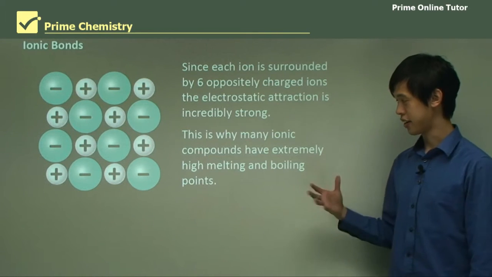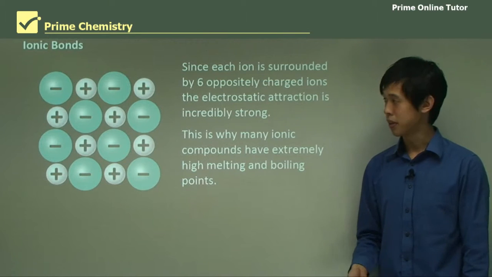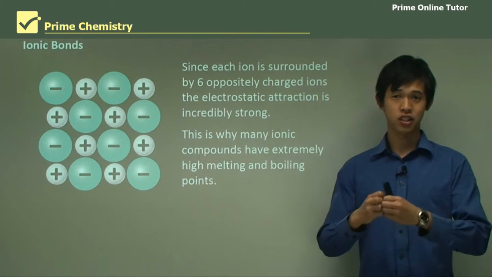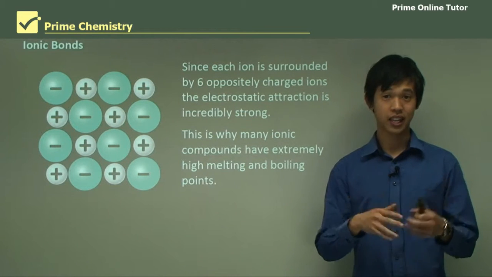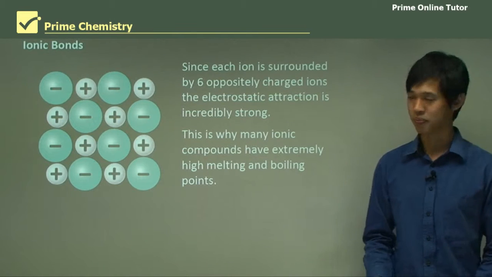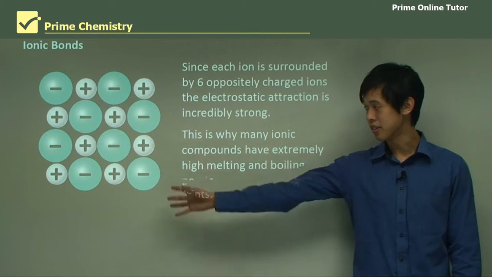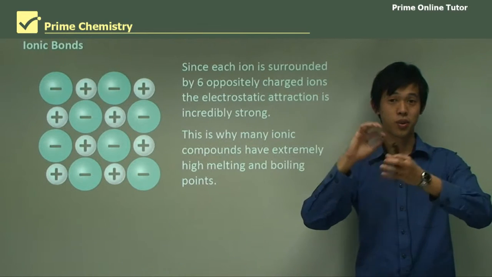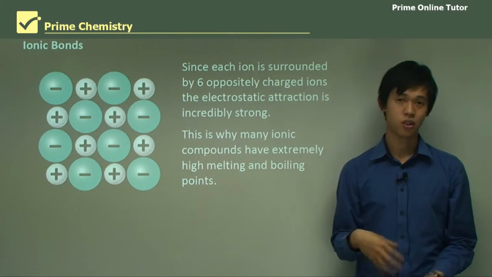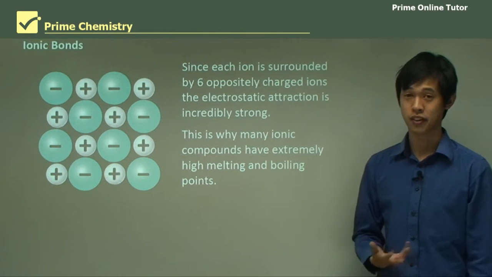And that's why ionic compounds in general have a really high melting and boiling point, because when you want to separate those ions, you have to put in a lot of energy just to break up at least 6 bonds, and then probably millions more. So that's why they have such huge melting and boiling points, because there's always going to be 6 ions surrounding a single ion all the time. So that's what makes ionic compounds very, very strong.